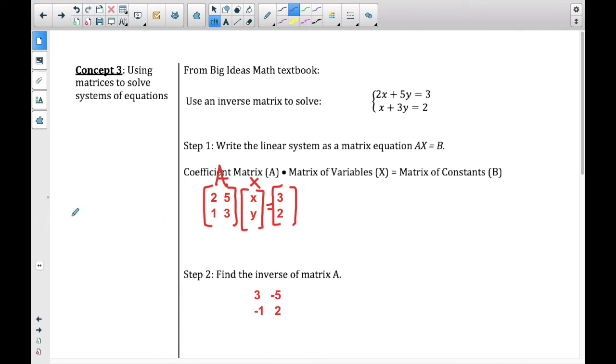Our next step is to find the inverse of A. So we're going to find A to the negative 1 power. So pause it for a second. Put in this matrix, 2, 5, 1, 3, into your matrices. Now that you have put 2, 5, 1, and 3 into your matrices, you want to hit the, well, it's not the A to the negative 1 button, it's the X to the negative 1 button. And when you hit that X to the negative 1 button, you should get 3, negative 5, 1, and 2. That is your inverse matrix. That is your A to the negative 1 power.